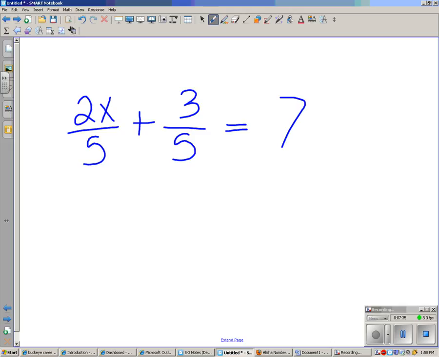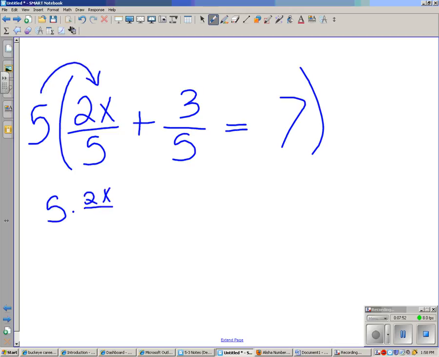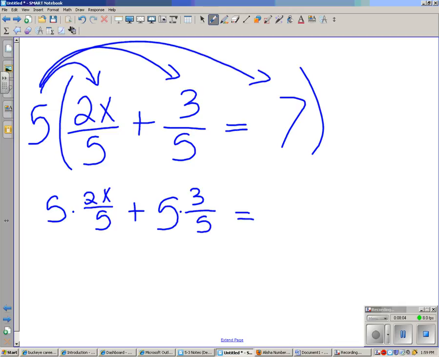Looking at this equation, what do I want to multiply both sides or the entire equation by? 5. I want to get rid of that denominator, so I'm going to multiply the entire thing by 5. So here we go. We have 5 times 2x over 5 plus 5 times 3 over 5 equals 5 times 35, or 5 times 7, which is 35.